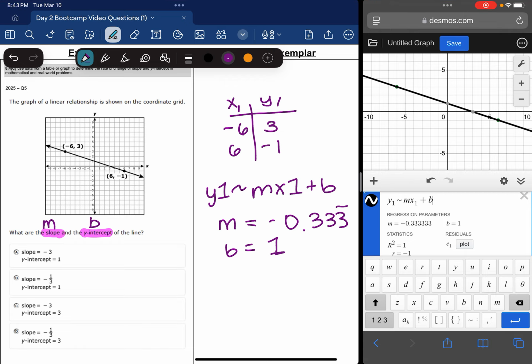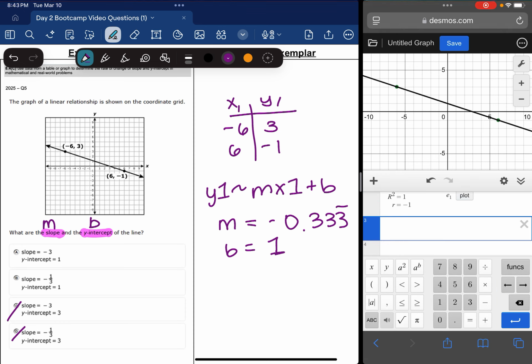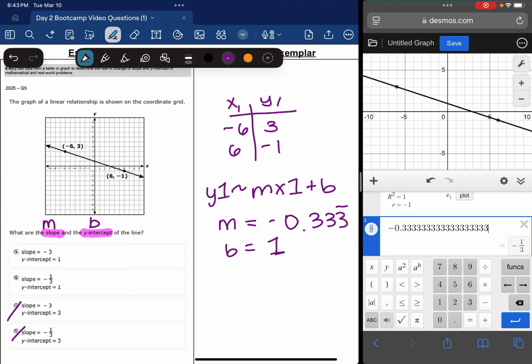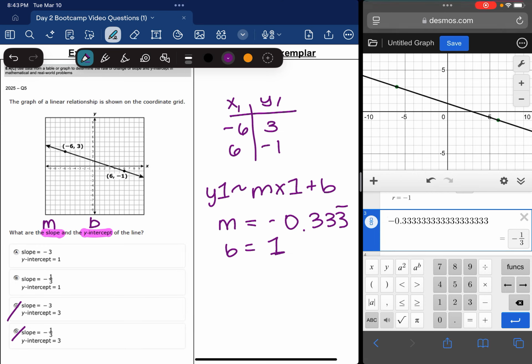So if I look at my answer choices here, I can eliminate C because it says y-intercept of 3, and I can eliminate D because it says y-intercept of 3. So now I got to turn this decimal into a fraction. So just remember that when we have a repeating decimal, when we turn it into a fraction, we're going to have to keep going until it changes to something very small. So in that case, -0.333 repeating is -1/3. So my answer here would be B as in baseball.